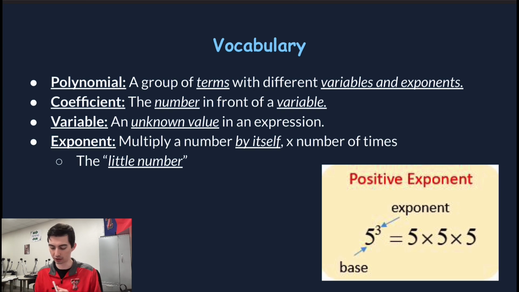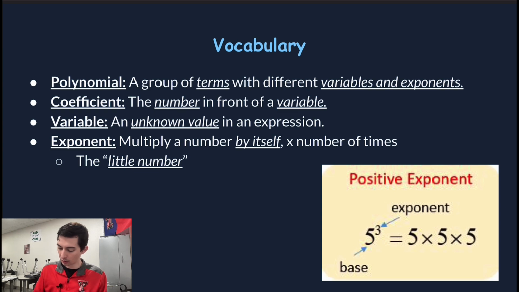Now, a coefficient is the number in front of the variable, and the variable is whatever our unknown value is, our letter usually. And our variables with these polynomials can have different exponents. And now let's remember that an exponent means we're going to multiply whatever that term is by itself. An exponent is also the little number. So in this case, if we had 5 raised to the third power, that's not 5 times 3, that's 5 times 5 times 5, 3 times, okay?